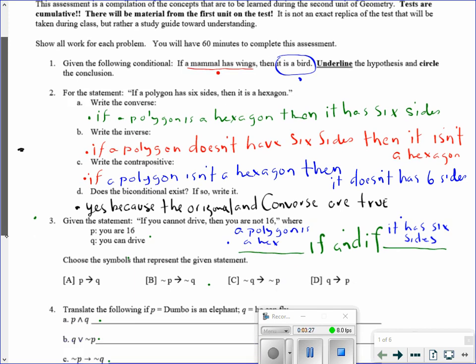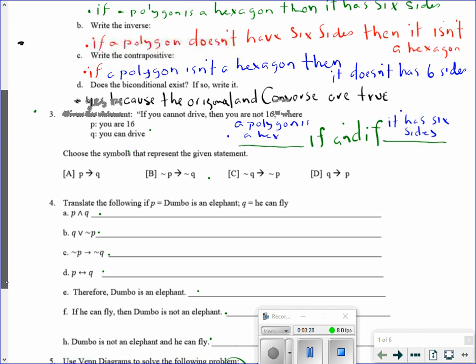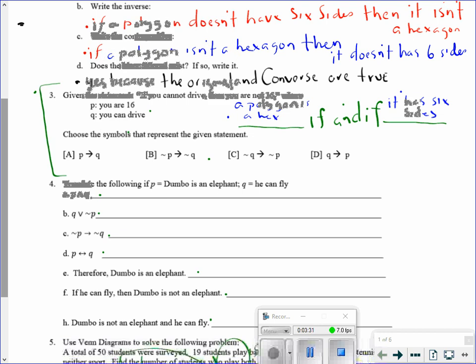Next up, number 3. Now number 3 has these problems right here. You have to kind of read through this. My if and then kind of gets in the way. But anyway, in any case, given the statement, if you cannot drive, then you are not 16. Let P be you are 16 and Q be you can drive. And now I'm asking you, which one of these conditional statements down below, A, B, or C, represents the answer? Put me on pause, come back and check your work.